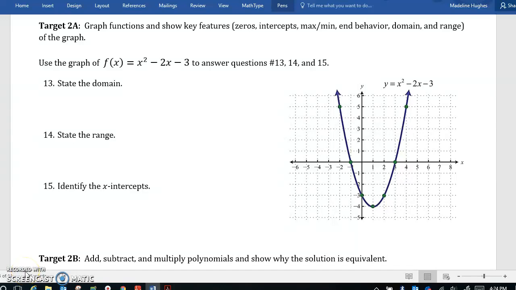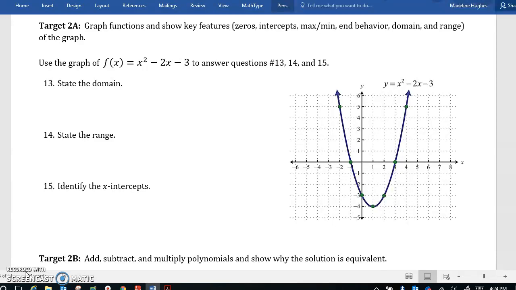Hi guys, welcome back. Now we're going to look at a review for the final for KC2. So starting with 13 here. We have this graph, f of x equals x squared minus 2x minus 3. We're going to use it to answer 13, 14, and 15.